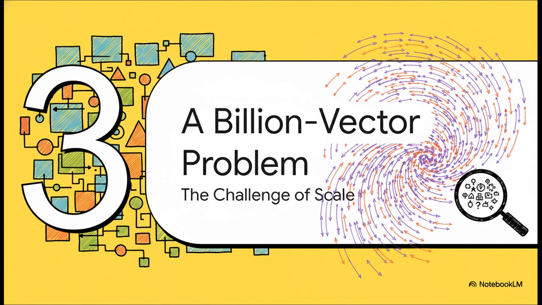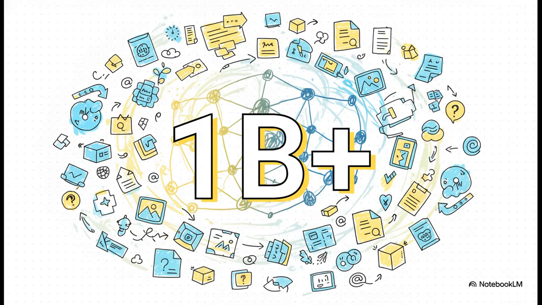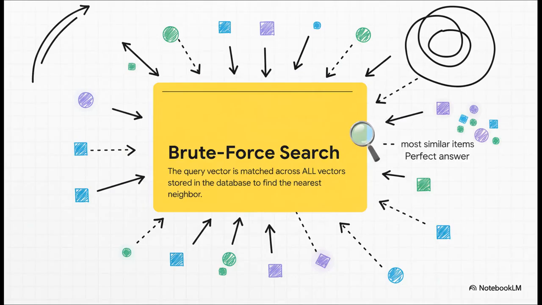Okay, so we've got this amazing new power to search for meaning, but it comes with a brand new, absolutely massive problem. We have to do it at an unbelievable scale. I mean, think about it. You've got modern apps that need to store and search through embeddings for literally billions of documents, images, or products. That's billions of these super complex, high-dimensional vectors. So if you want to find the most similar items in that massive pile, how do you do it? Well, the most obvious way, right, is just brute force.